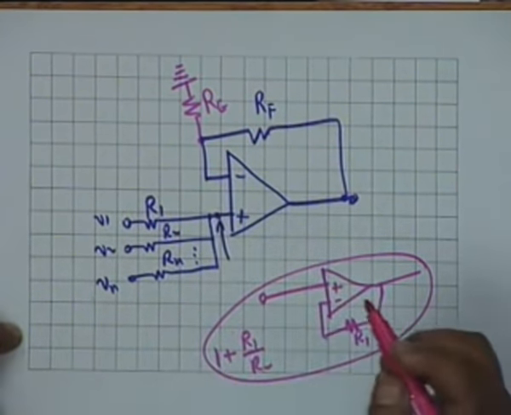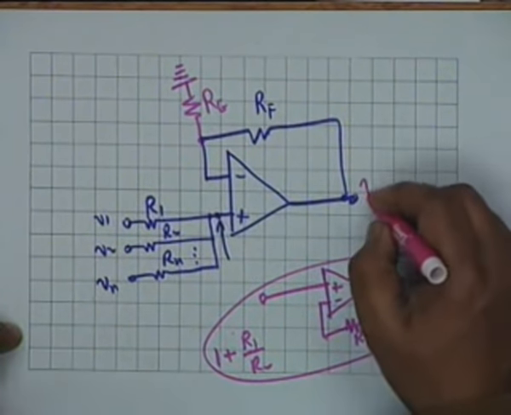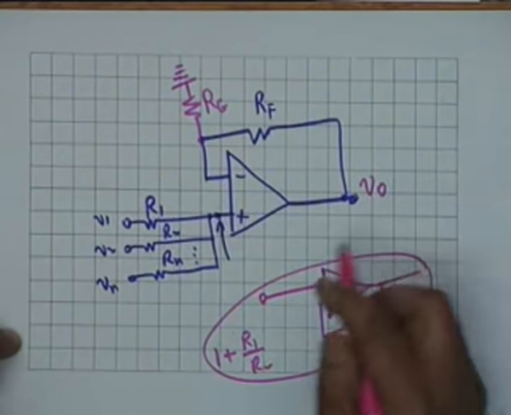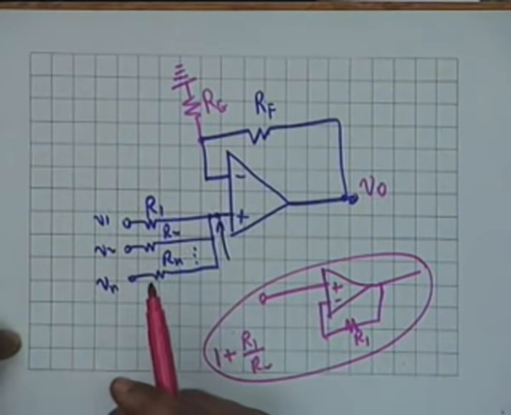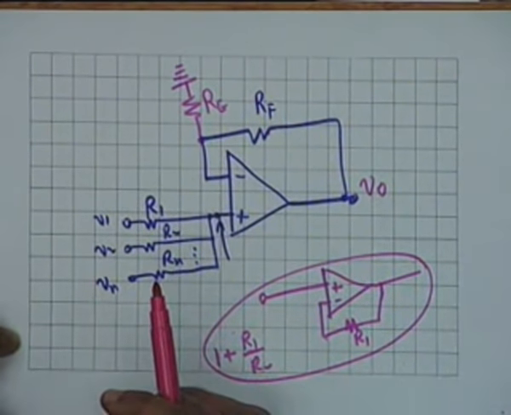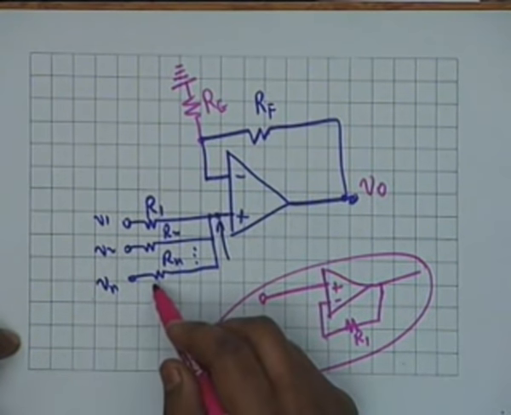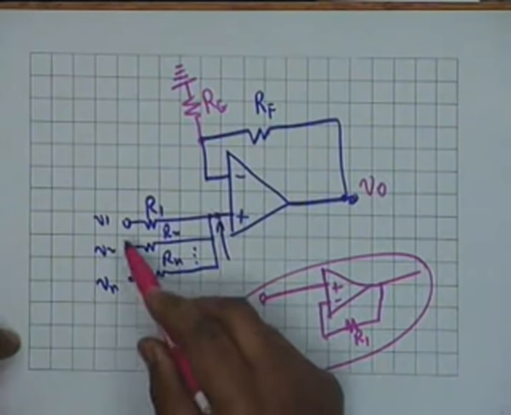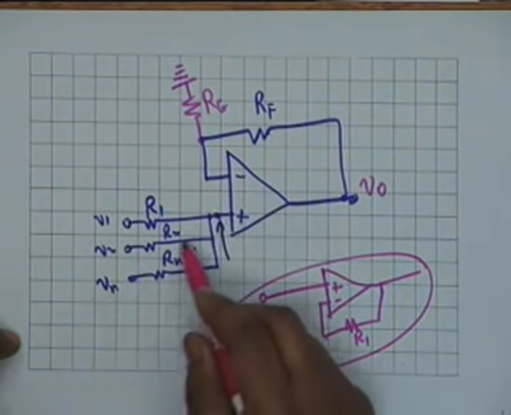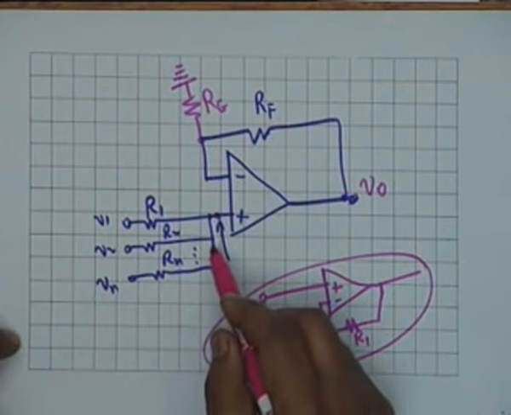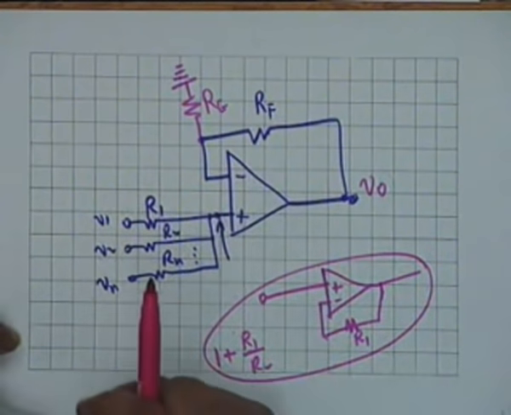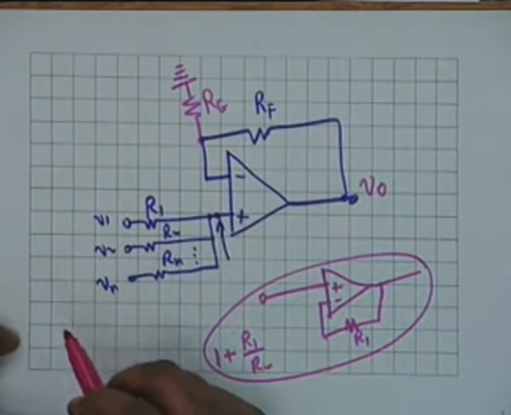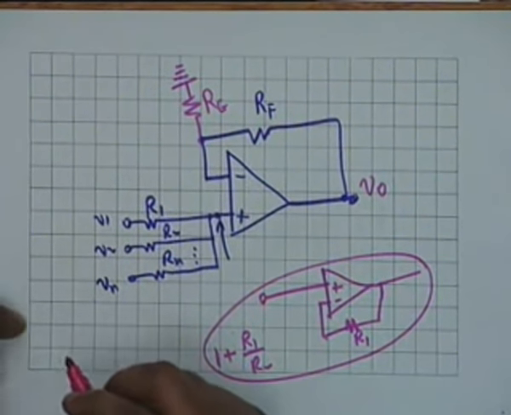I leave this to you as an exercise to find an expression for V0 in terms of V1, V2 and Vn. Alright, you can do it by summing up all the currents here, V1 by R1 plus V2 by R2 plus Vn by Rn. What will this current be? Total current. It shall be equal to 0.